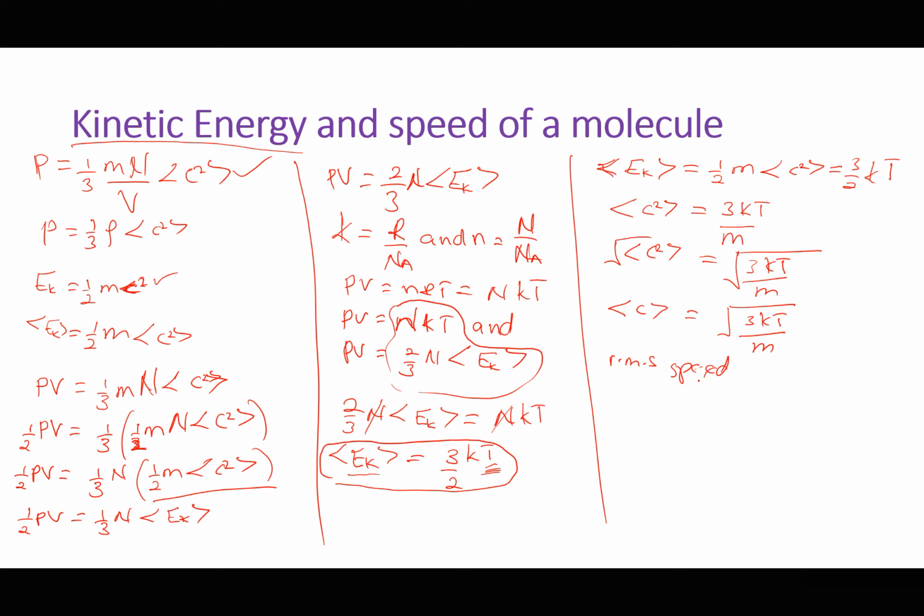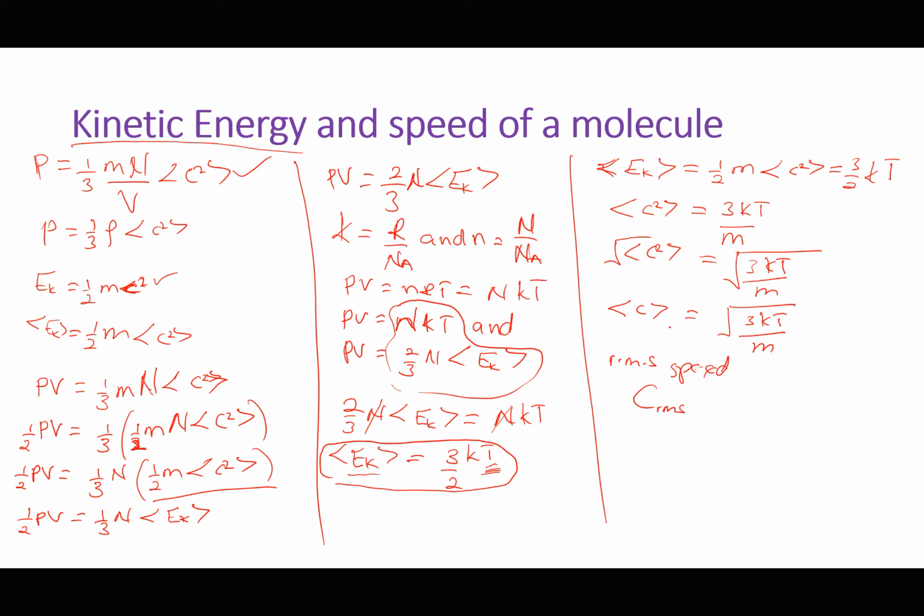Root mean square speed. Sometimes it's going to be written as CRMS to mean root mean square speed. So this quantity here is going to be called the root mean square speed of a molecule or of molecules.